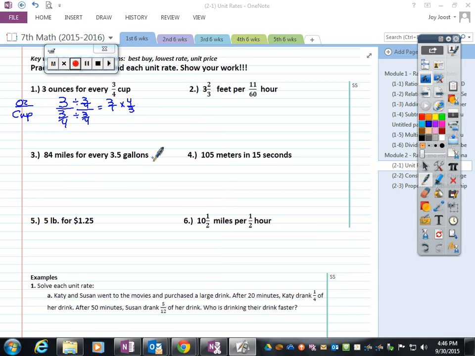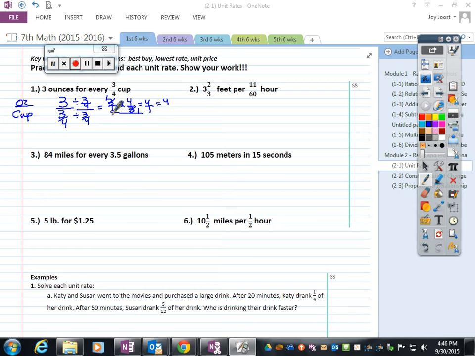And then we can actually cancel out our 3's. So 3 divided by 3 is 1. 3 divided by 3 is 1. So we're left with 4 over 1. So that is our numerator. So our numerator is now 4. And our denominator, if we divide 3/4 divided by 3/4, it's going to be 1.